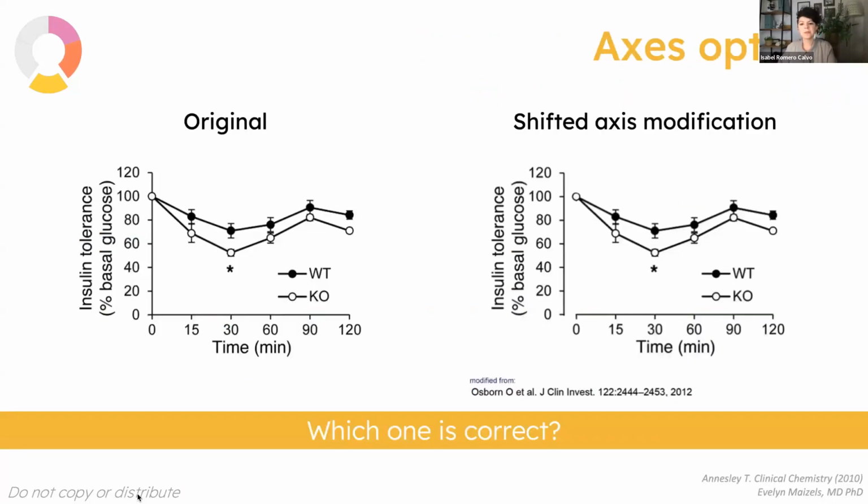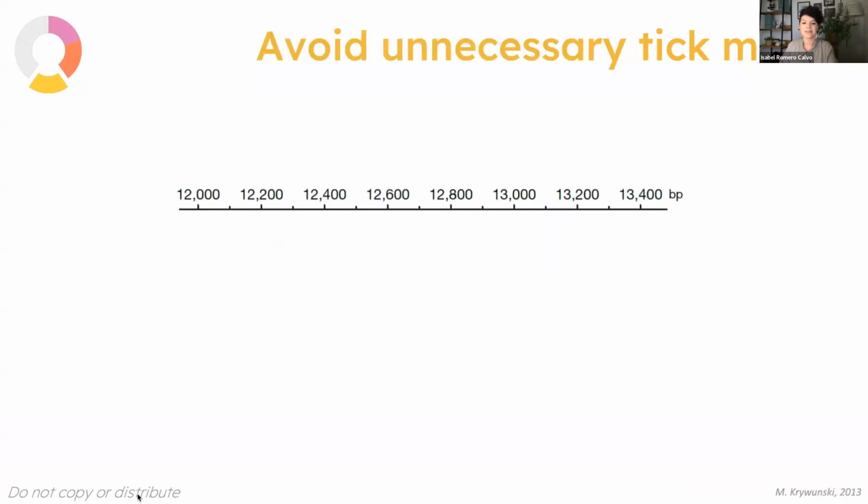Another way to make things a bit simpler is to use shift axis. When at the origin, at the 0 point, we have data that overlaps, it's really useful to separate a little bit the 0 point, the crossing point of the axes, so we can read the data better. Of course, the question is, which one is correct? Of course, both are correct.